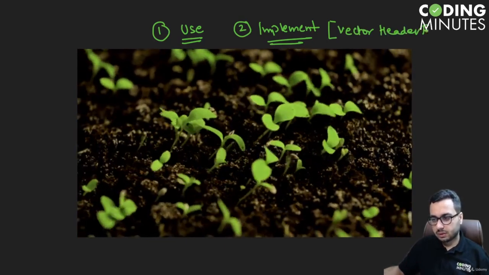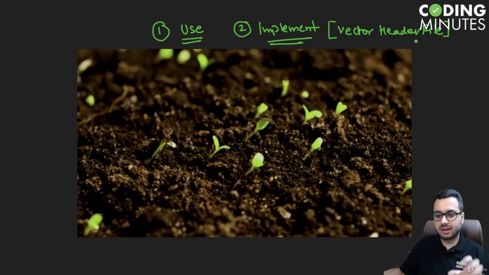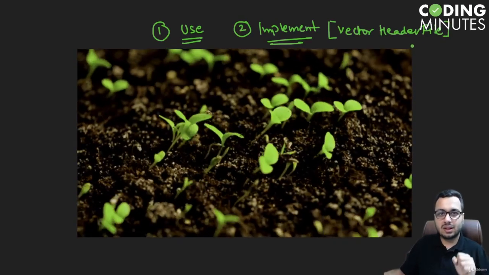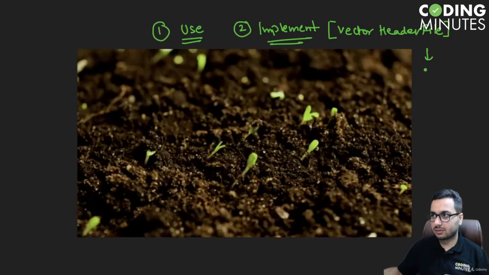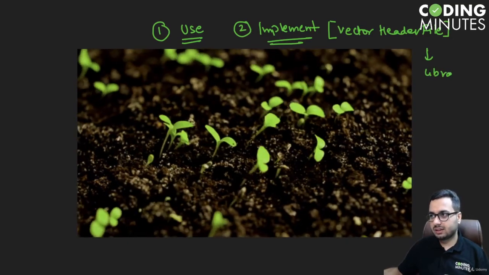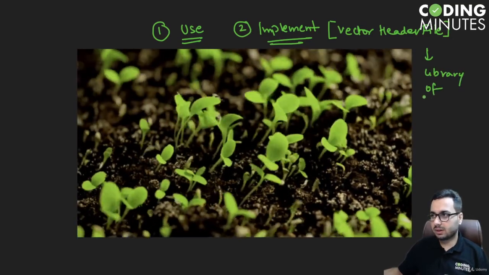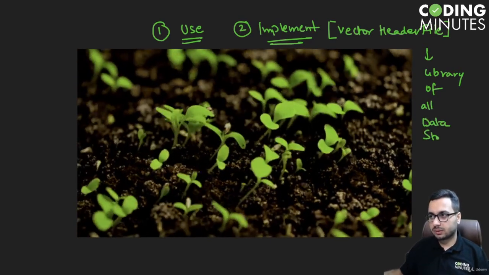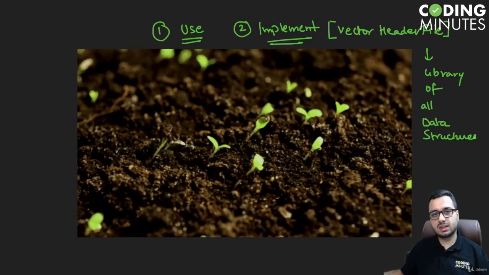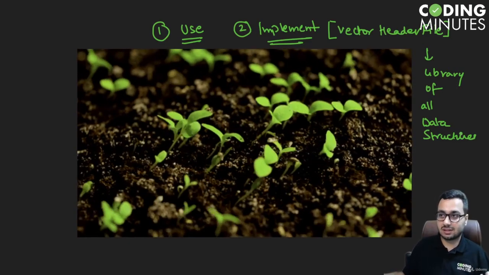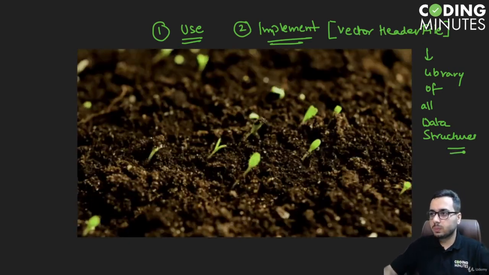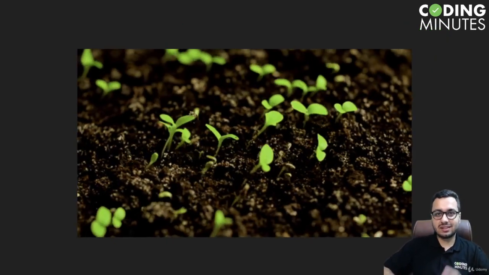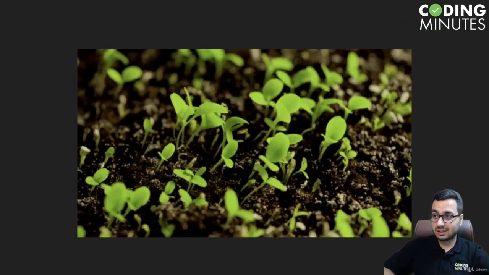You can include this header file to build your own library of data structures. Once you know how to build header files, you can build your own library of all data structures after completing this course, including hash tables, priority queues, linked lists, anything you can build. So that's all for this introduction. Let's see the vectors demo next.